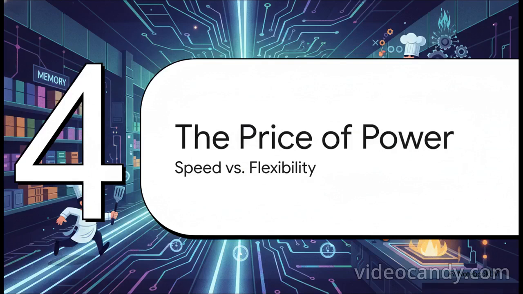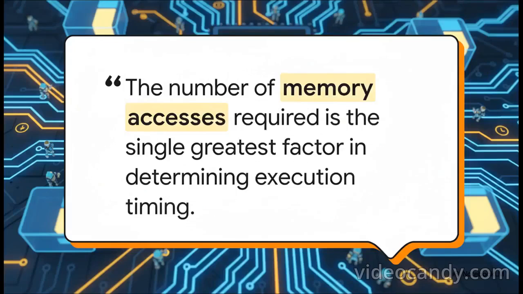Now, all these different methods exist for a very important reason, and that reason comes down to a fundamental trade-off. It's a balance between power, flexibility, and most critically, speed. The way our chef decides to find an ingredient has a direct impact on how fast the meal gets cooked. This right here is the key, the single most important takeaway. Every trip our chef takes to the pantry takes time.